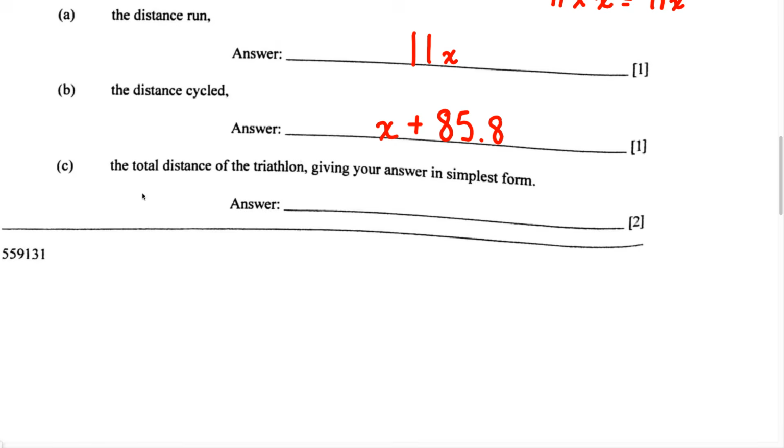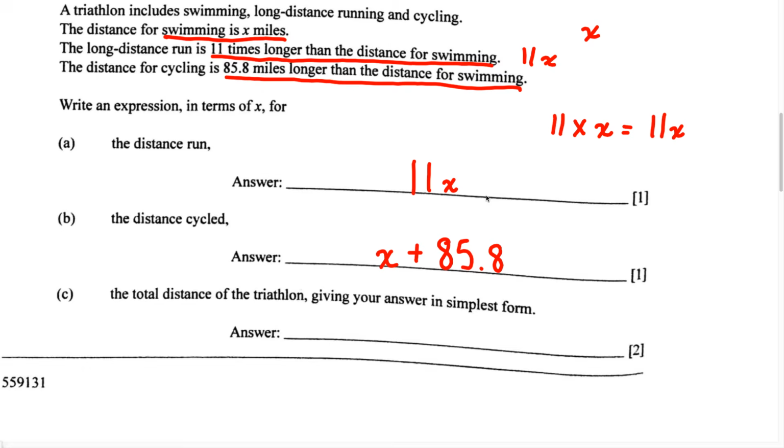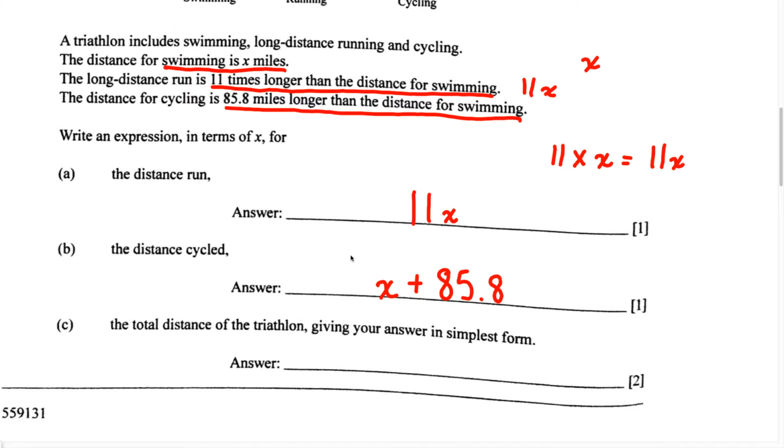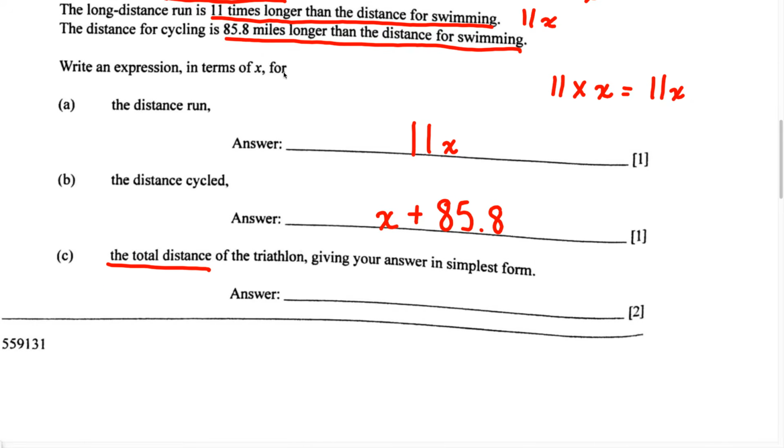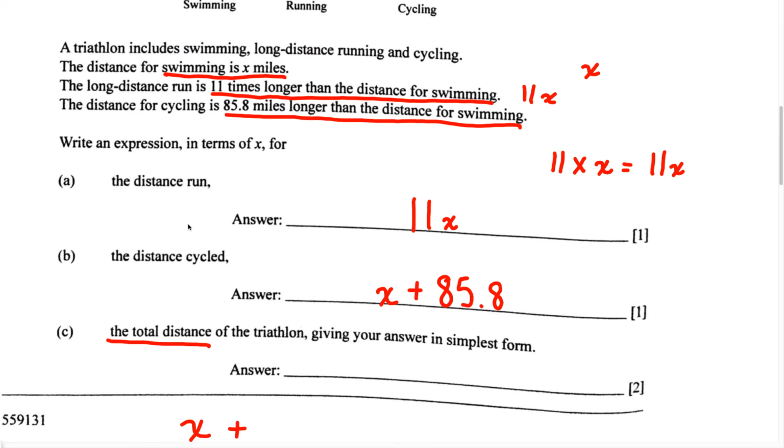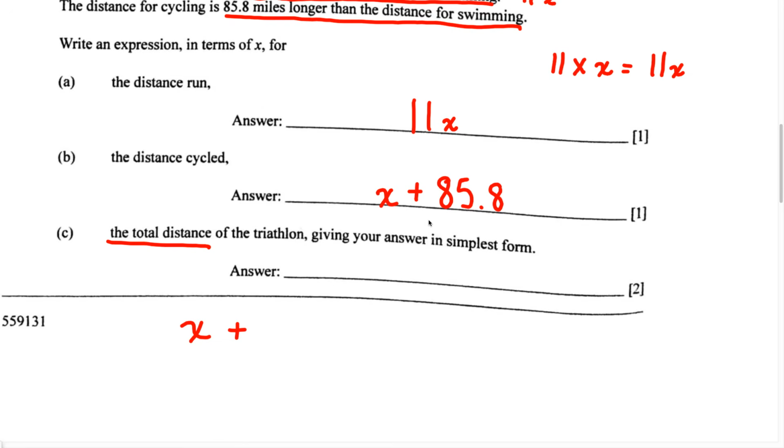Now part C says the total distance of the triathlon, giving your answer in the simplest form. So they want the total distance, which means they want us to add. So for swimming, we have X miles. We're just going to write X. Plus, for the distance run, we had 11 times longer than the distance for swimming, which gave us 11X.